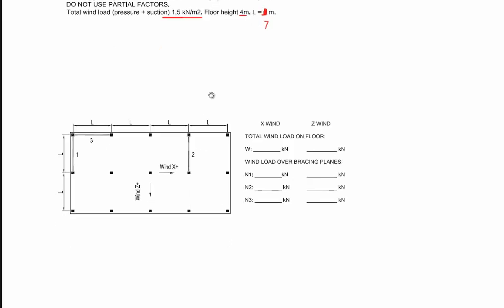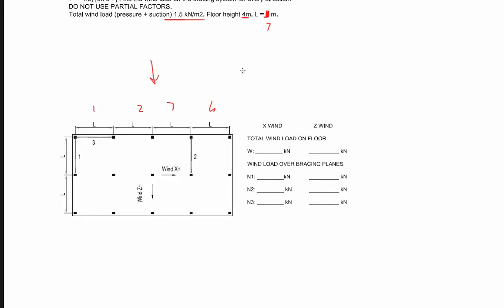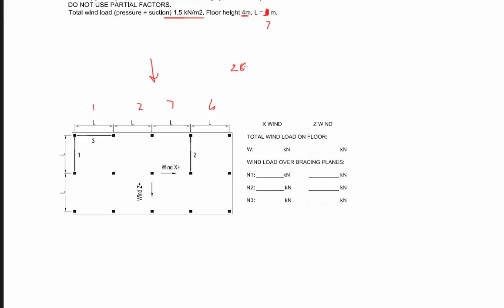Okay. So with that, we have the Z wind, which is in this direction, and here we have 1, 2, 3, 4 L's. The L being 7, that would be 14 times 2, that would be 28, times the height, which is 4, times 1.5. That would be 28 times 1.5 times 4, which is 168 kilonewtons.